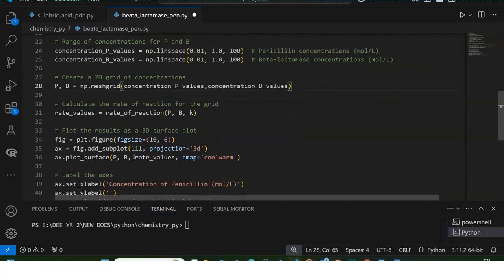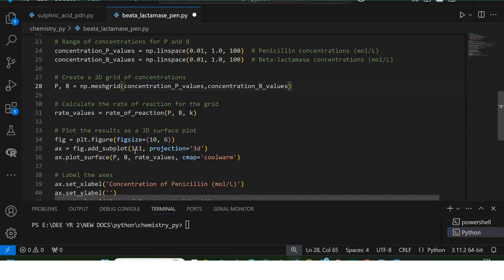Then we say the fig is a command that creates a new figure object for plotting. Then the figsize sets the size of the figure in inches, meaning that we have 10 inches width and 6 inches height.